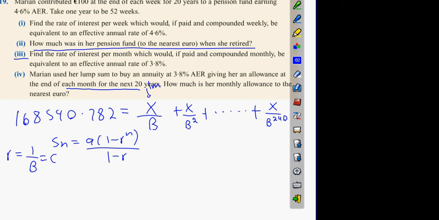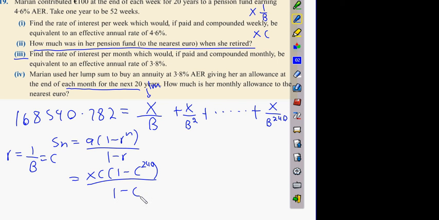Now, technically speaking, what does that make X times 1 over B? X times C. X times C. Would you be happy with that? You can put it as X times 1 over B if you want, but it's all just going to be X times C into 1 minus C to the power of what, guys? How many of them is there? 240. 240 all over 1 minus C.